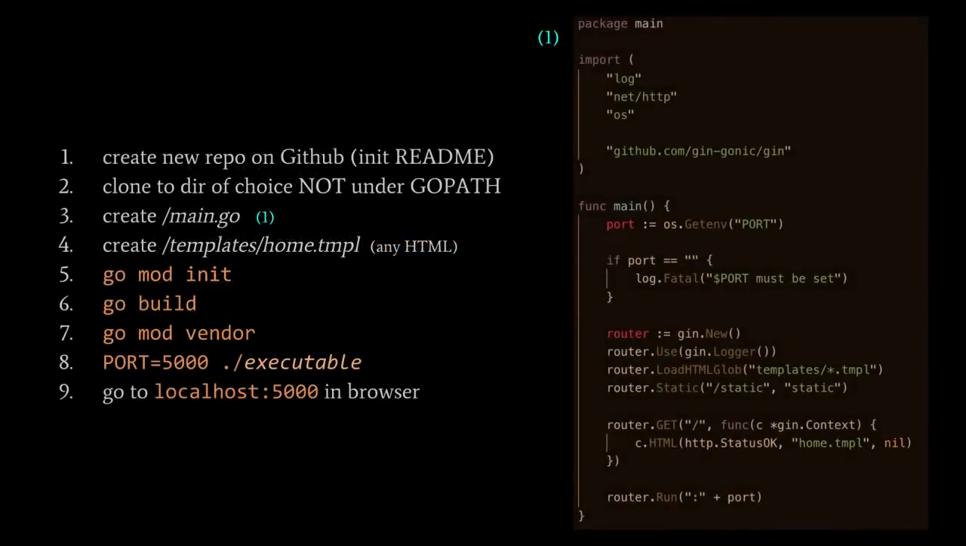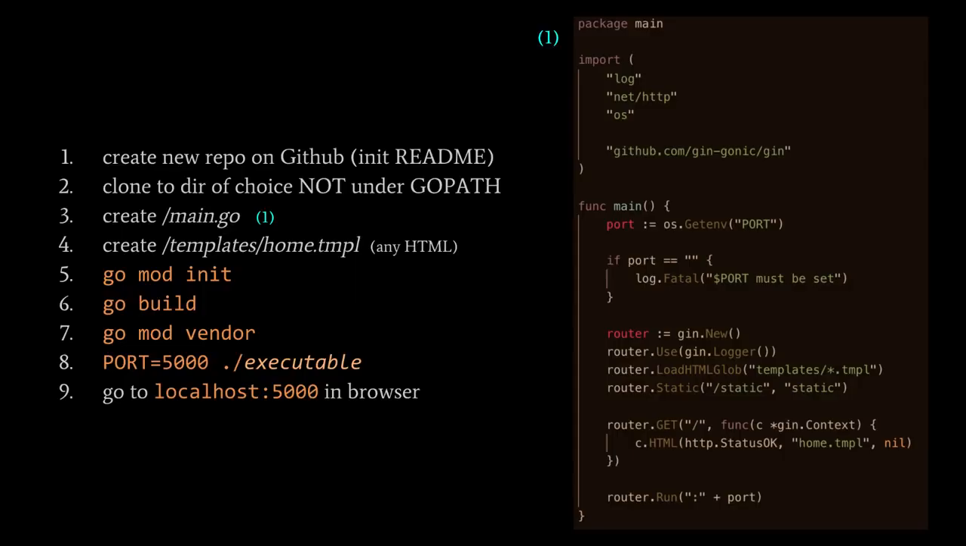Once we have everything installed, we want to get a simple Go web app written with the Gin framework running on a local system. So if you haven't already for your new project, create the new repo on GitHub, make sure to check the box to initialize the README, and then clone from GitHub to your directory of choice. And because we're using Go modules, you don't have to put the directory under the Go path. In fact, I would recommend you put it just elsewhere.